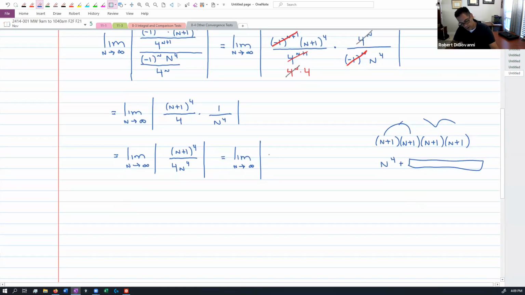I'll do absolute value. I'll have n to the 4th plus a bunch of stuff down here over 4n to the 4th. And when I take this limit, we know we're going to get infinity over infinity. So we're going to have to do L'Hopital over and over. All these terms will go away with L'Hopital. All you're going to be left with is the number in front here over this number here. So this is going to give you at the end 1/4.